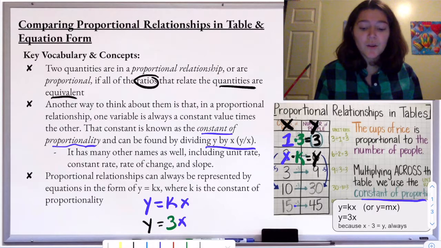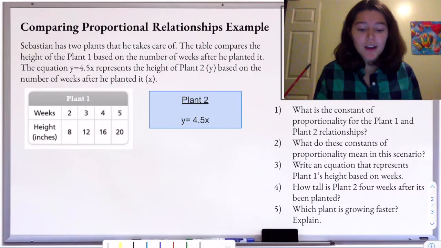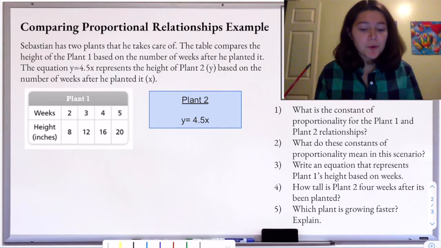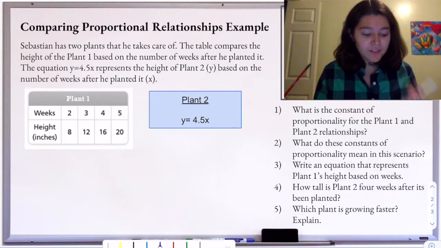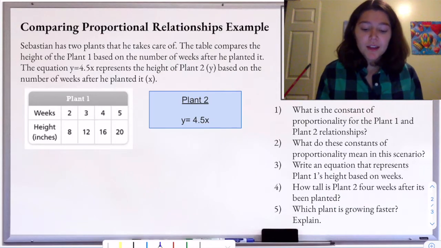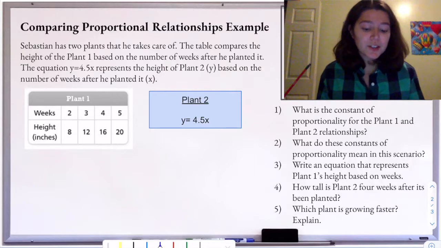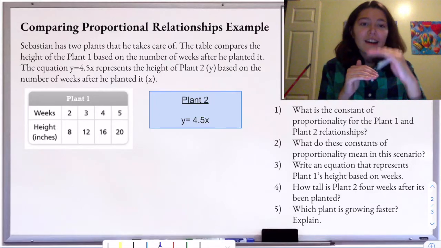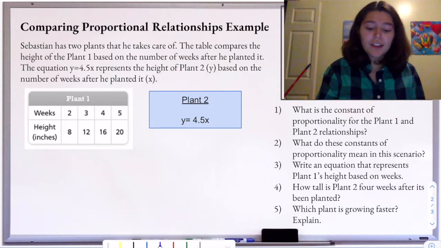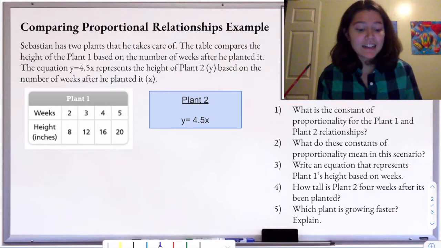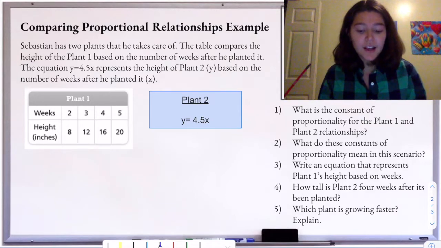So for the rest of this video, we're just going to look at one kind of example of comparing two different proportional relationships, one that's presented in a table form, one that's presented in an equation form, and then we have these 5 questions to answer about them. Sebastian has 2 plants that he takes care of. The table compares the height of plant 1 based on the number of weeks after he planted it, right? So he measures it every week to see how tall it is. And then the equation y equals 4.5x represents the height of plant 2. y is going to be the height based on the number of weeks after he planted it, x.